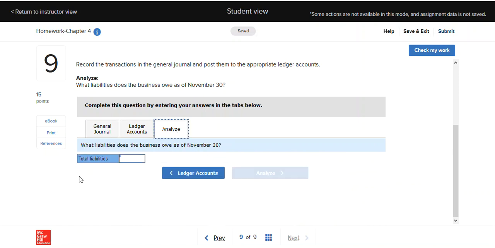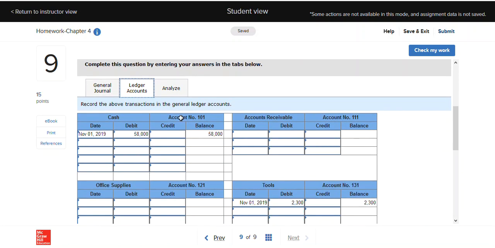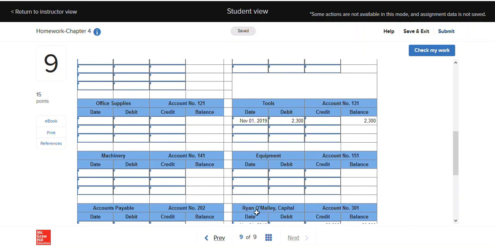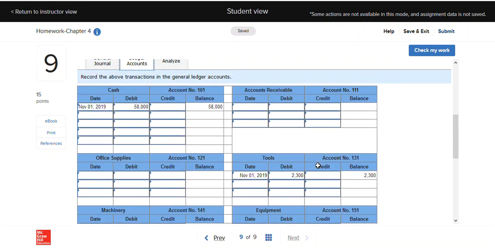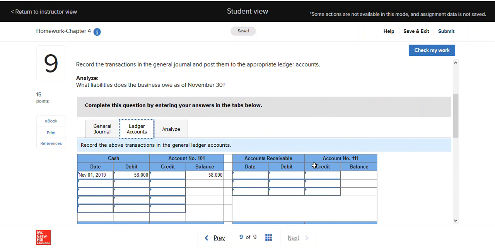When you get to the analyze part, what liabilities does the business owe as of November 30th, you're going to go to your ledger accounts and find any accounts that are liabilities. In other words, they're debts. Whatever account or accounts are debts should have a balance, and this is not one, but if they have a balance, the last balance they have is the answer to the analyze question. So hopefully this helps with numbers 8 and 9. If you have any questions, please send me an email, let me know, and I can look at yours specifically and try to point you in the right direction.